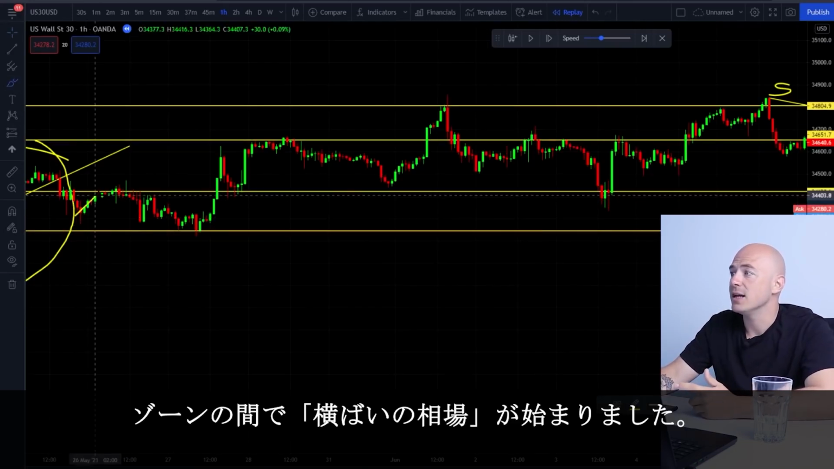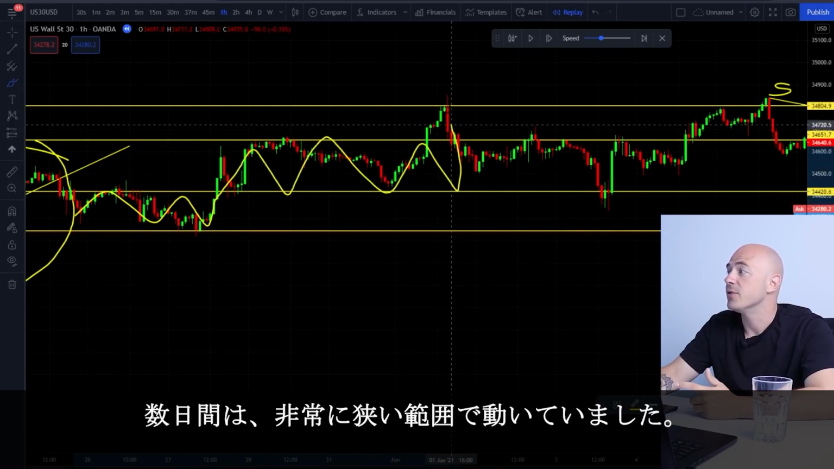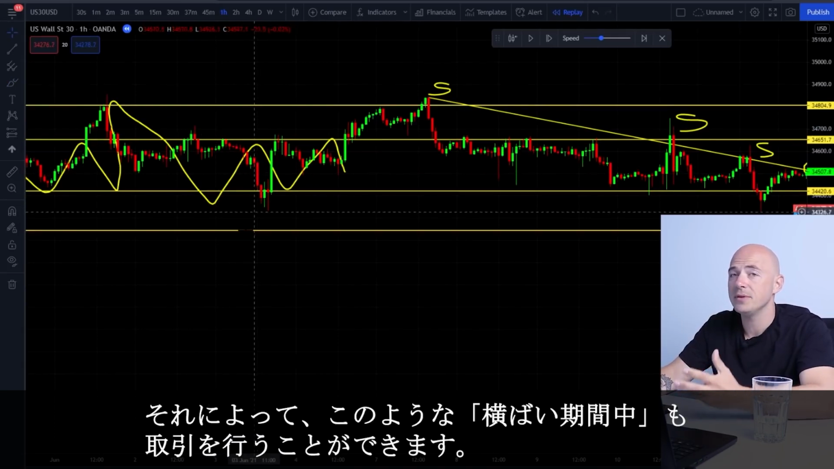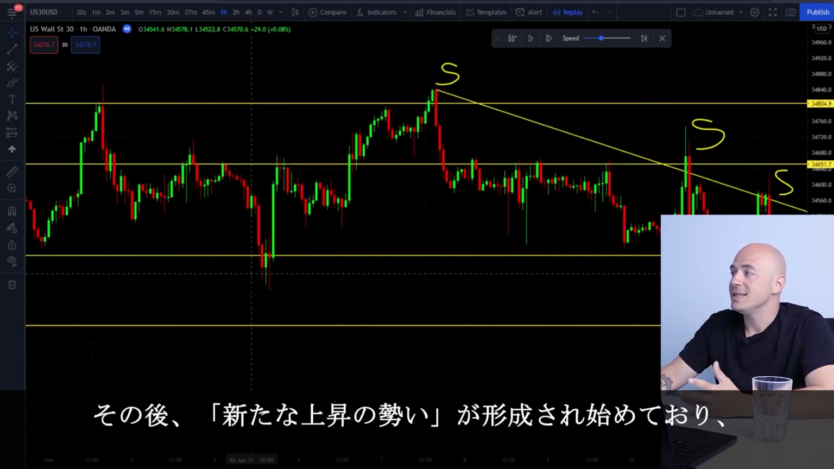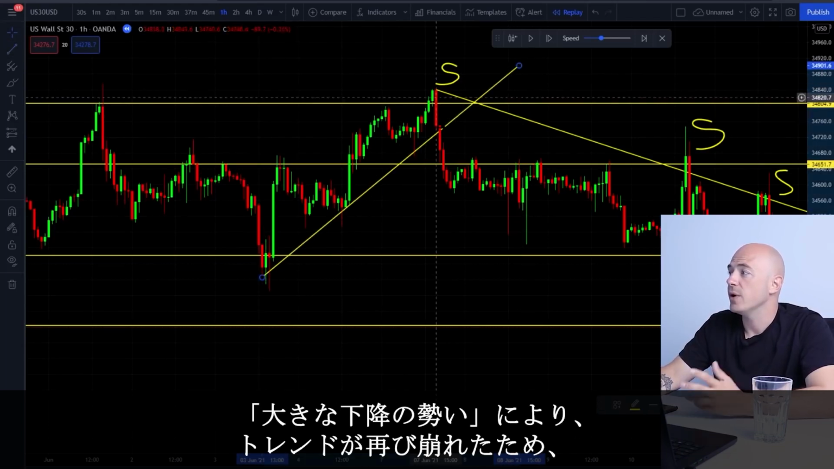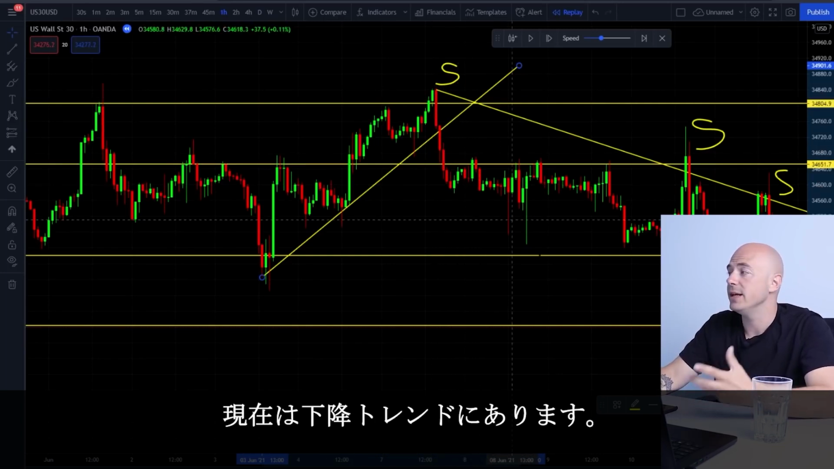We started consolidating between zones, very tightly ranged, for several days. This is why you need to know support and resistance zones so that you can still be able to make trades during these periods of consolidation. Then we started seeing new bullish momentum being formed, and we can draw another trend line across that. The trend was broken again with big bearish momentum, so now we are in a downtrend.